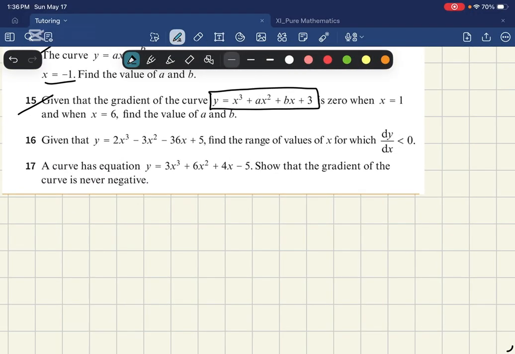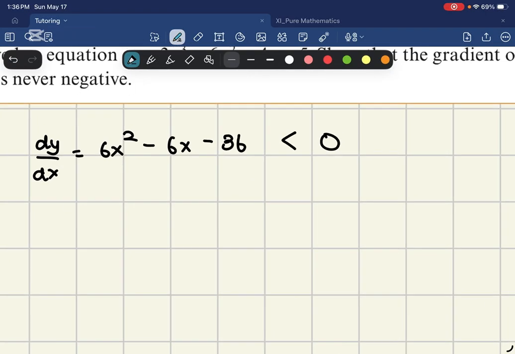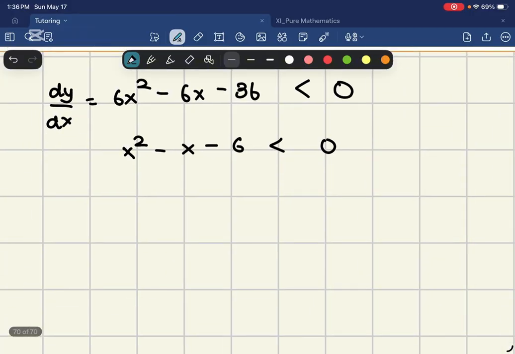Given that this is the expression, find the range of values for which it is decreasing. Okay. So find dy by dx first. dy by dx is going to be 3 times 2 is 6x squared minus 2 times 3 is 6x minus 36, right? And we want this to be less than 0. If I divide by 6 everywhere, I get this expression. And I can complete the square here. I get this expression if I complete the square.